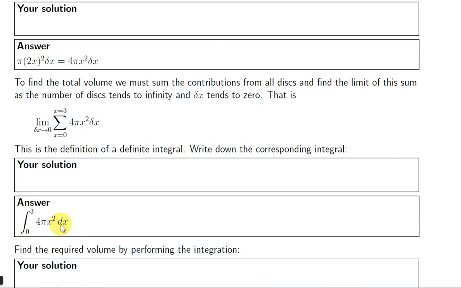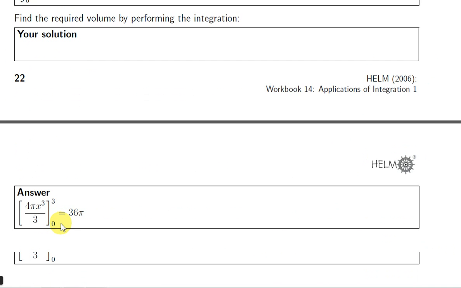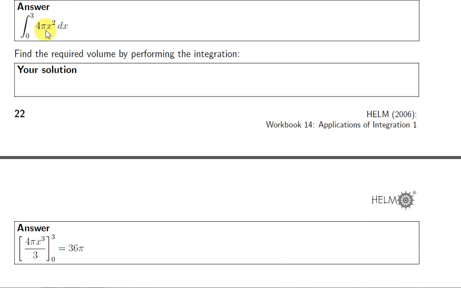So we just perform this integral. So that's straightforward. The 4 pi is just a constant. So we have 1/3 x cubed from 0 to 3. We get 36 pi.